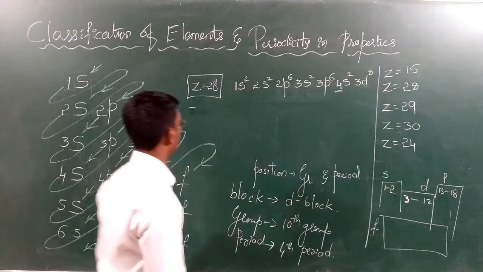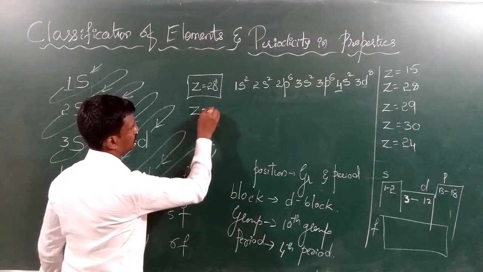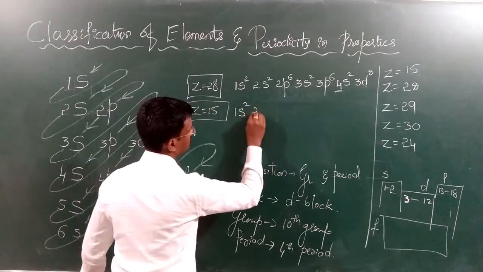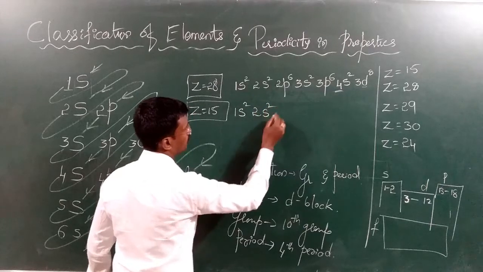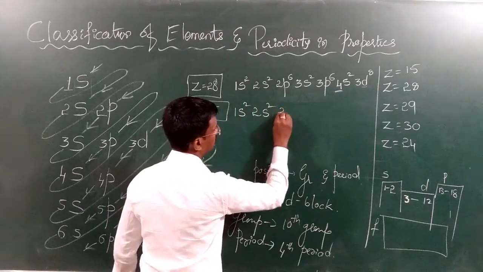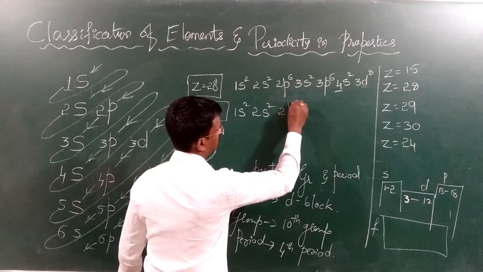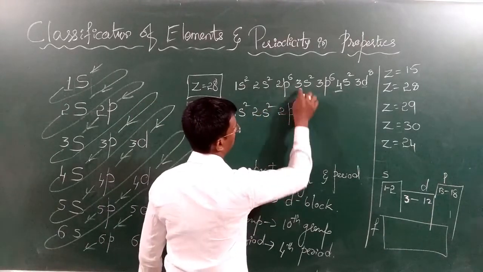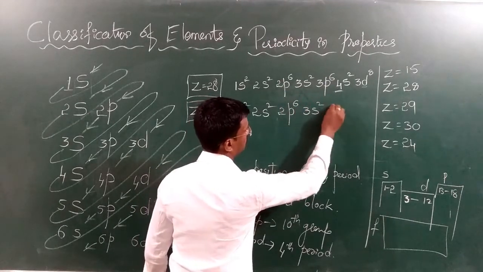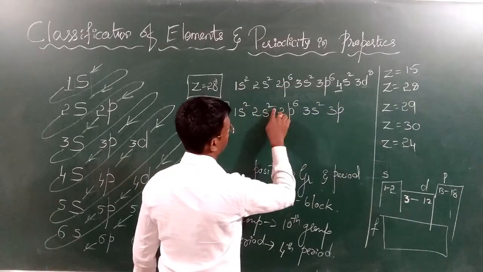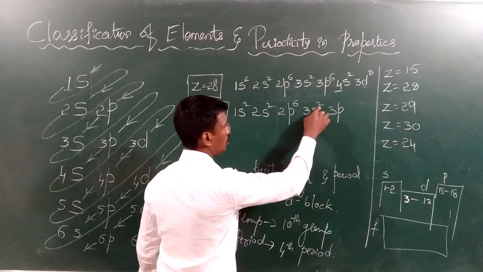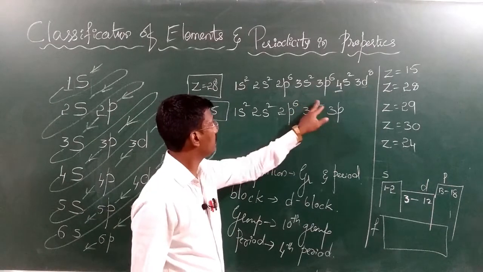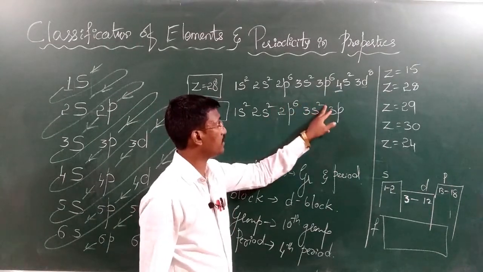Atomic number 15 is there. Atomic number 15. 1s2, 2s2, 4 electrons completed. 2p6, 6 plus 4, 10. After 2p, 3s it is 3s2, 3p, 4 plus 6, 10, 10 plus 2, 12. How many electrons do we need? 15 electrons. This is already 4 plus 10, 10 plus 2, 12.